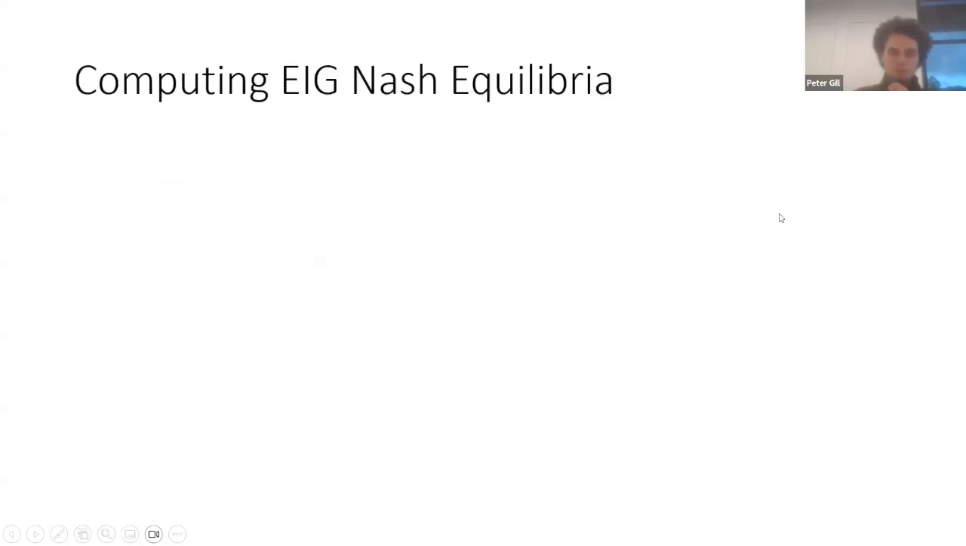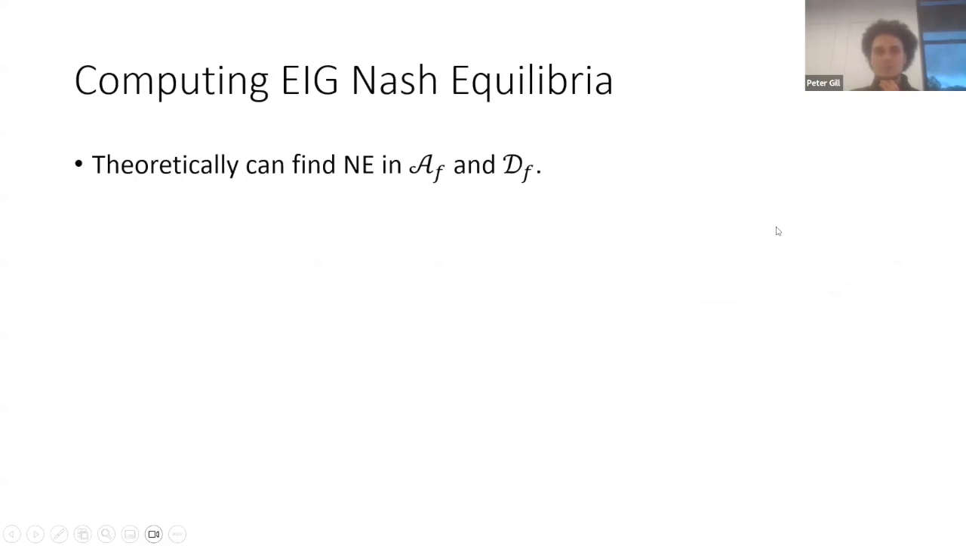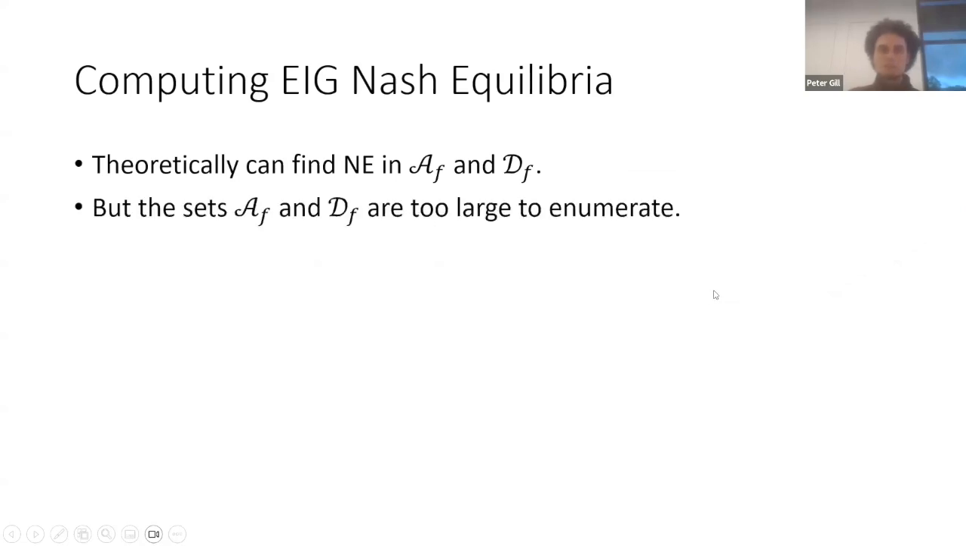So now on to actually computing these Nash equilibria. Given all the above, we can theoretically find Nash equilibria in those finite sets there. But in principle, they are way too large to enumerate. They go up as the number of paths in the graphs, and it's exponential. So the solution is this double oracle framework, which iteratively adds more and more strategies to your small strategy space until you reach sufficient convergence.